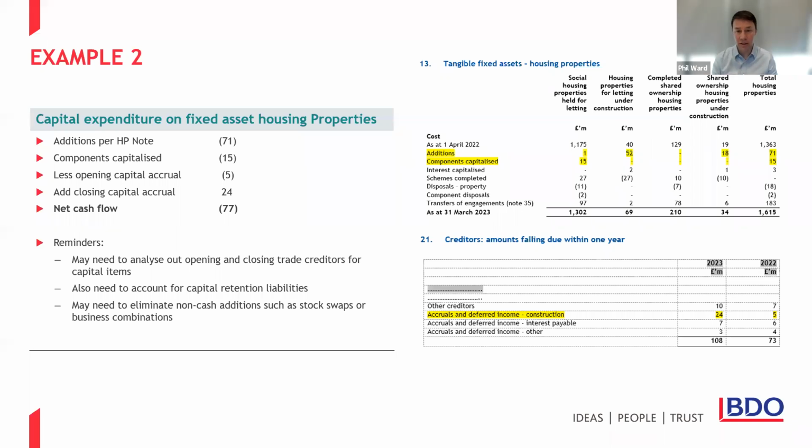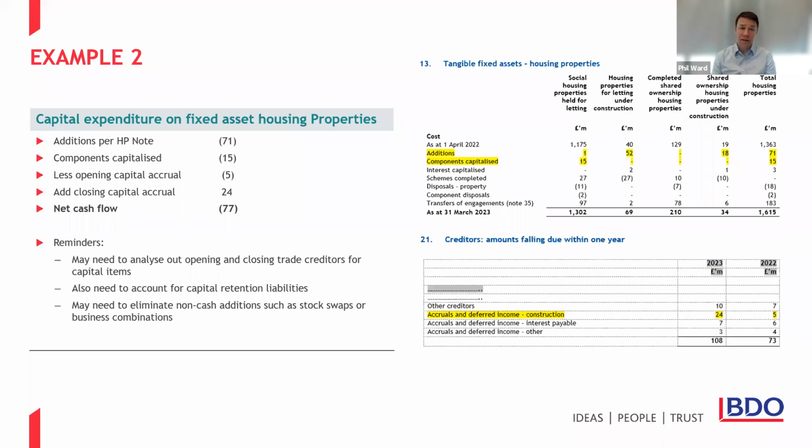We've got a closing construction liability of 24. We haven't paid that yet, so that's an add back. We haven't yet suffered that cash cost. So taking all those into account, we have an overall cash outflow of 77. You can see that's quite a bit lower than if we did just pick the figure up from note 13, the housing properties note.